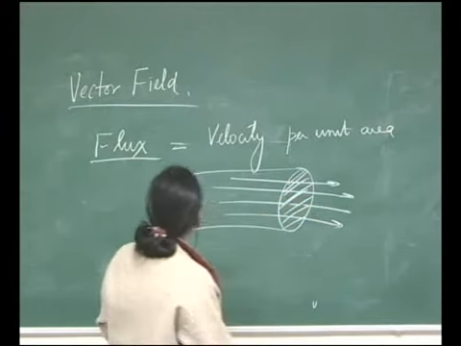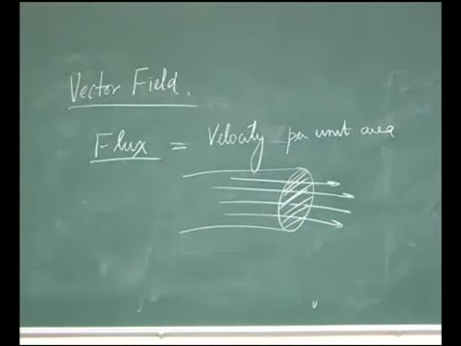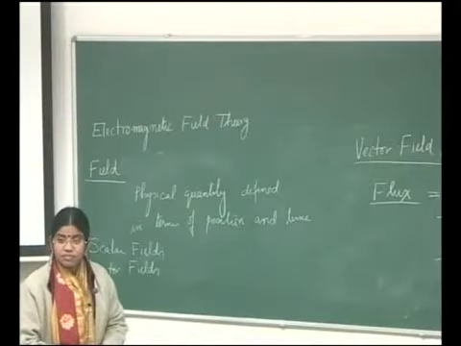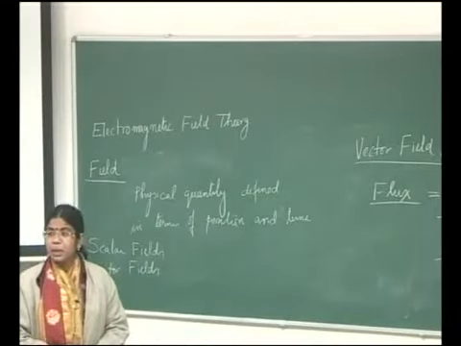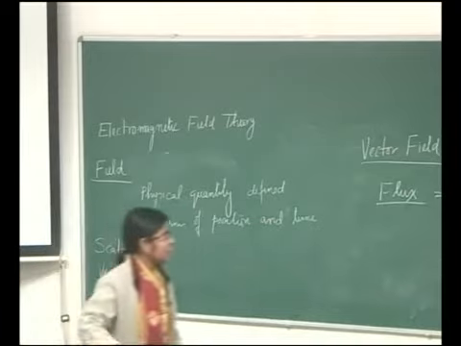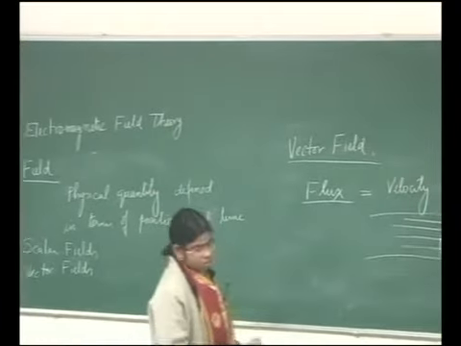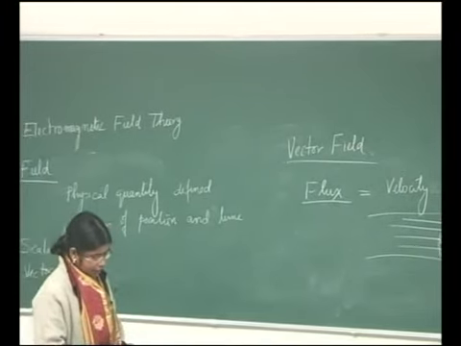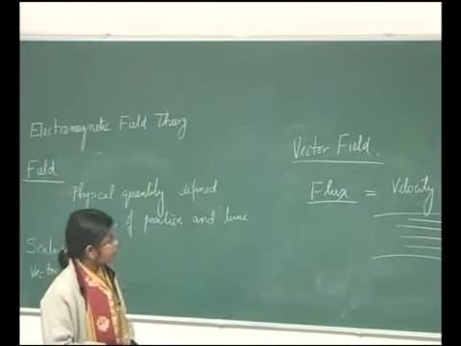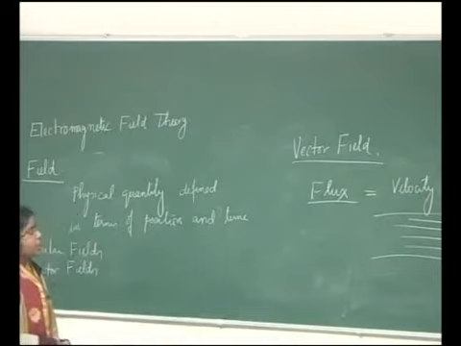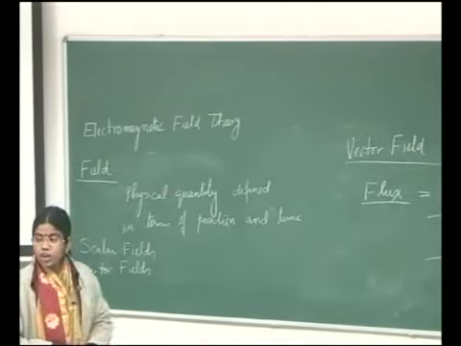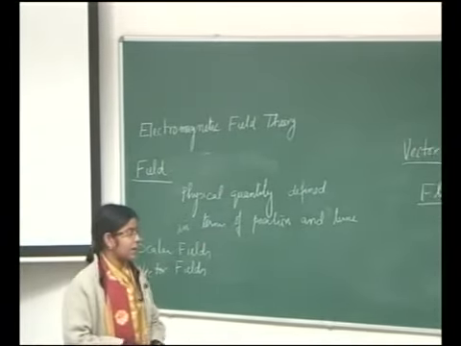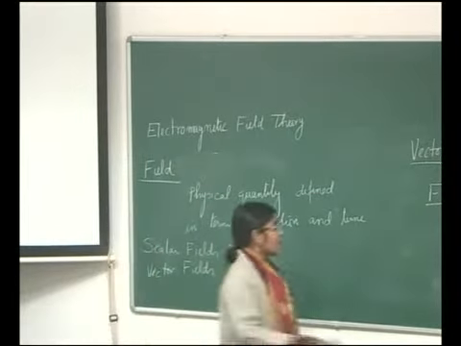So in electromagnetism we have two types of flux, one is electric flux and another one is magnetic flux. Because apart from being position dependent, they also require direction to completely define them. So these are vector fields.